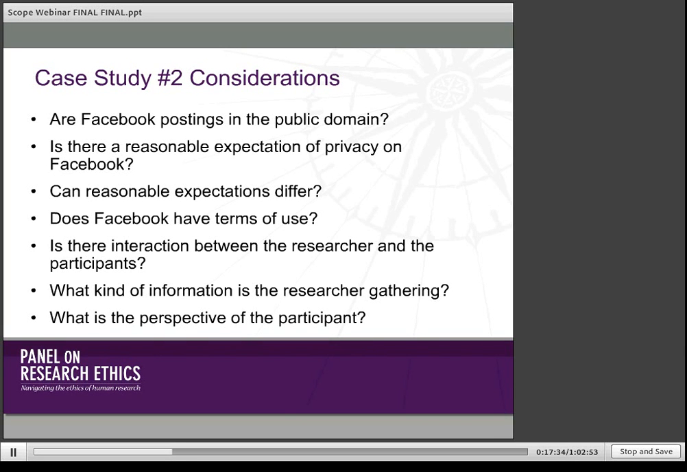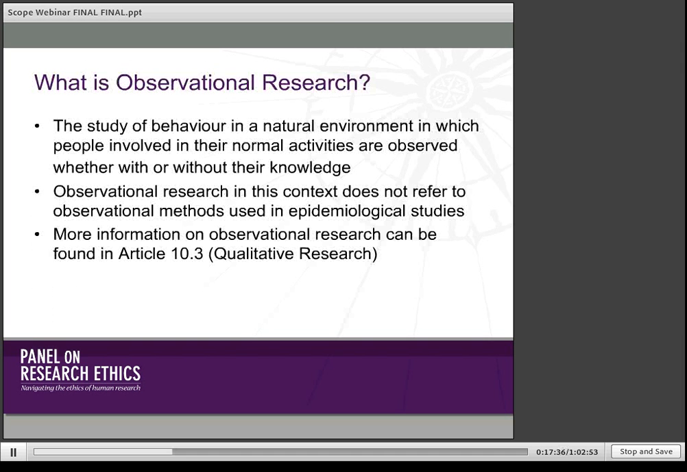Okay, next slide, entitled, What is Observational Research? This is the second example of research that may be exempt from REB review. And this is how the TCPS defines observational research. Now, there's more information having to do with consent and observational research that can be found in Chapter 10. But today, we're just limiting our discussion to whether the research requires REB review or not.